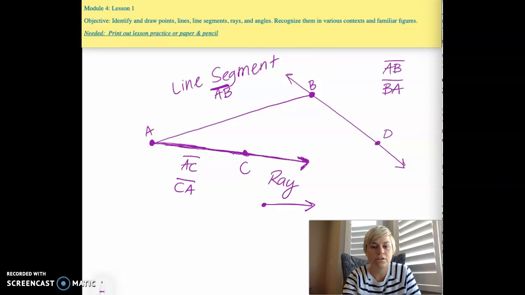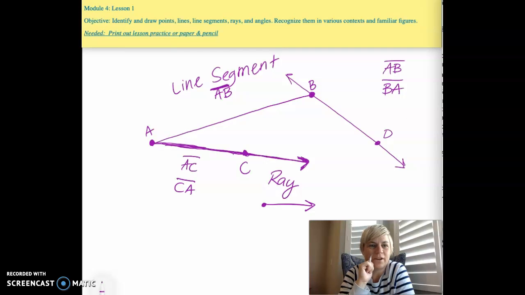So what is it? Do you know what it is? If it has no beginning and no end, and it has an arrow on both ends? Well, it's just called a line.